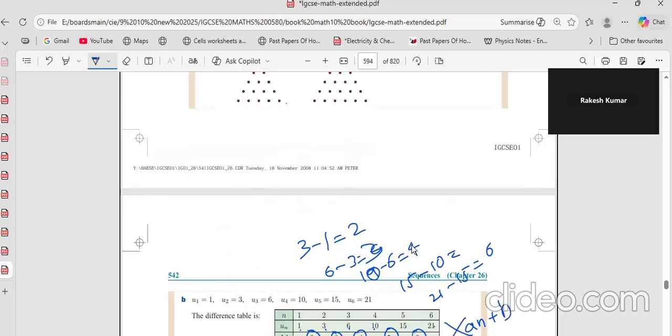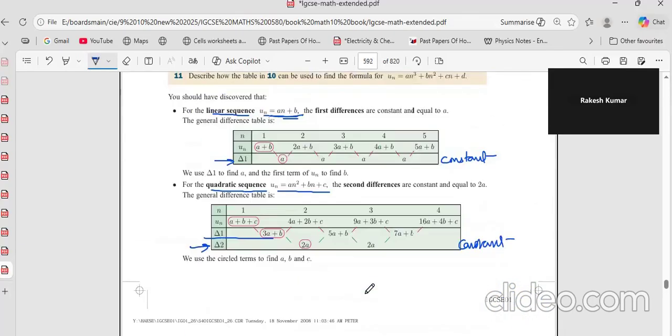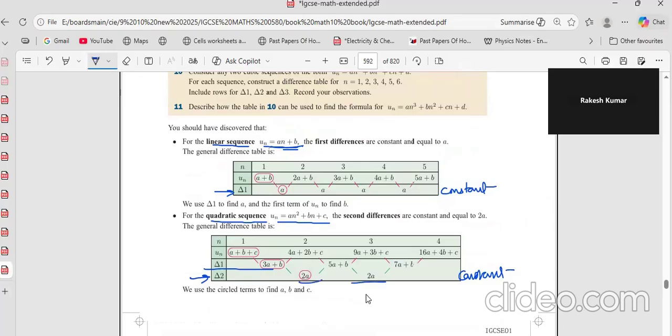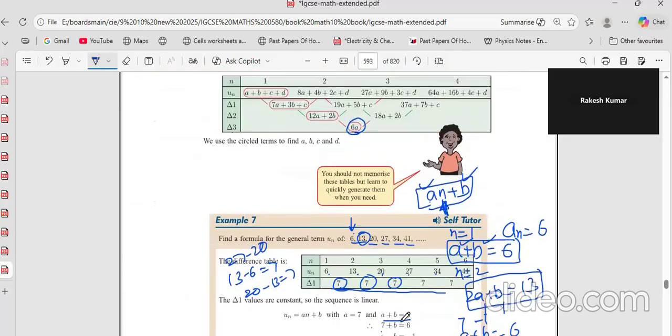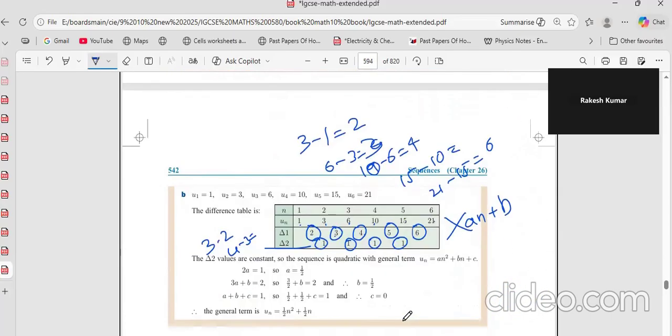So this is not the case. Okay, the second difference: 3 minus 2 is 1. 4 minus 3 is 1. This is constant, coming out 1, 1, 1, 1. When the second difference is constant, then it is this form. So now I know the equation is an square plus bn plus c. Now how do I find a, b and c for the nth term?